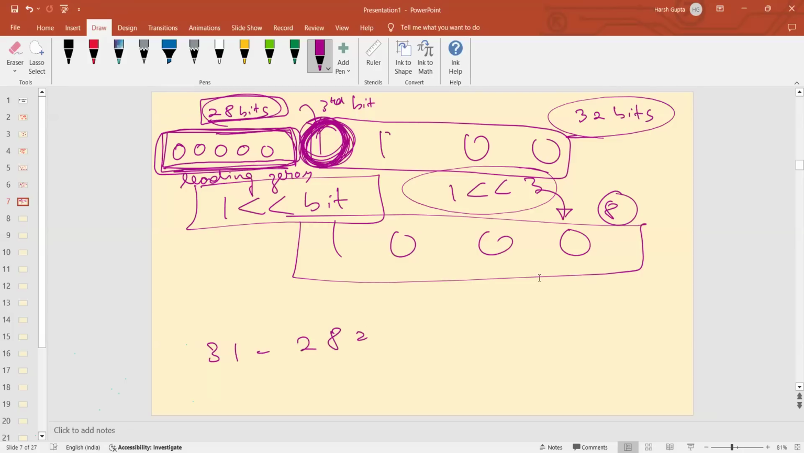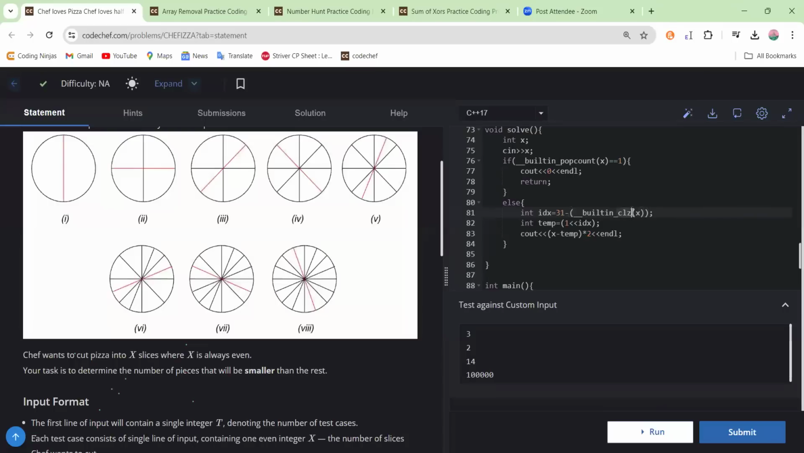So that's what I did, because we have a function to count the number of leading zeros. The index for the most significant bit will be 31 minus built-in count leading zeros of x. Then we found temp, that is that number 8, because we know the index is 3, but we need to get the number. So that number is one left shift index. And once we have that, we can simply print x minus temp, multiplied by 2.